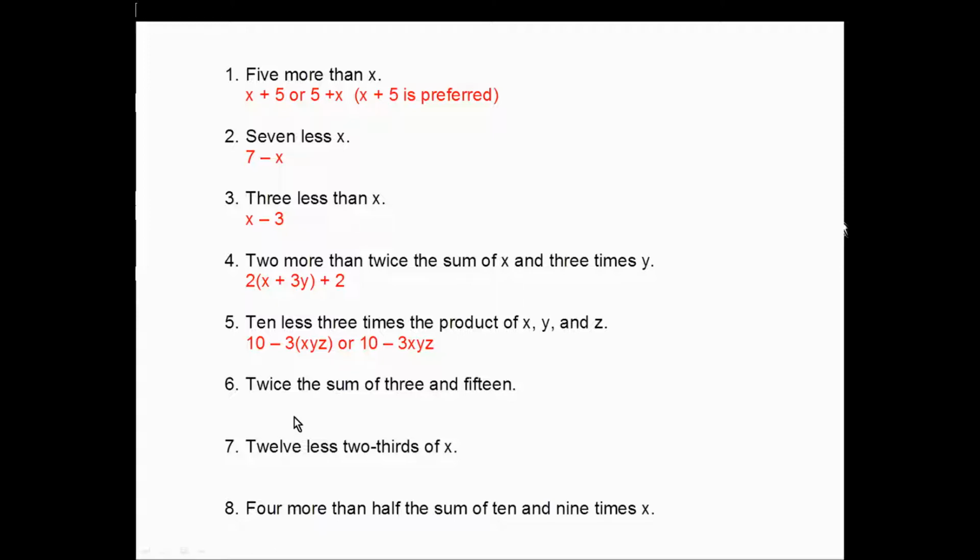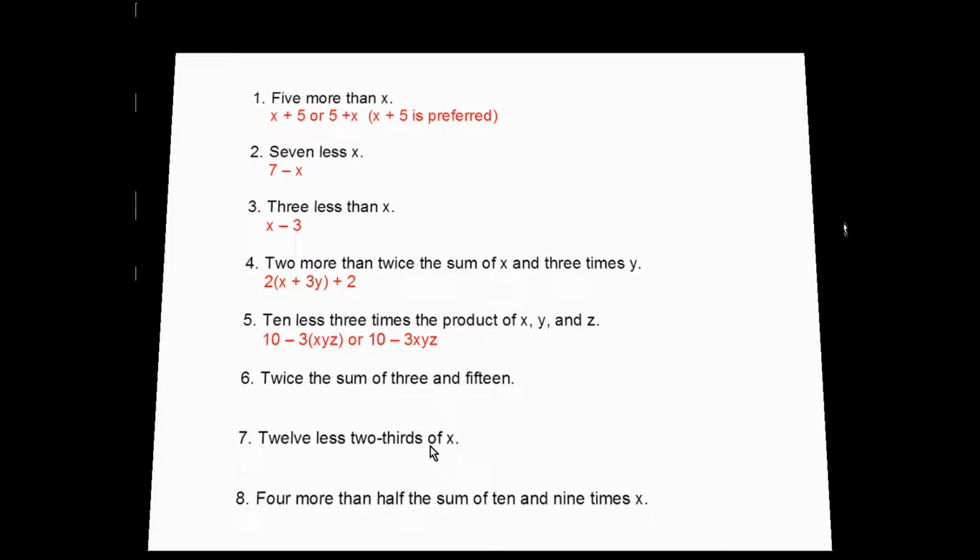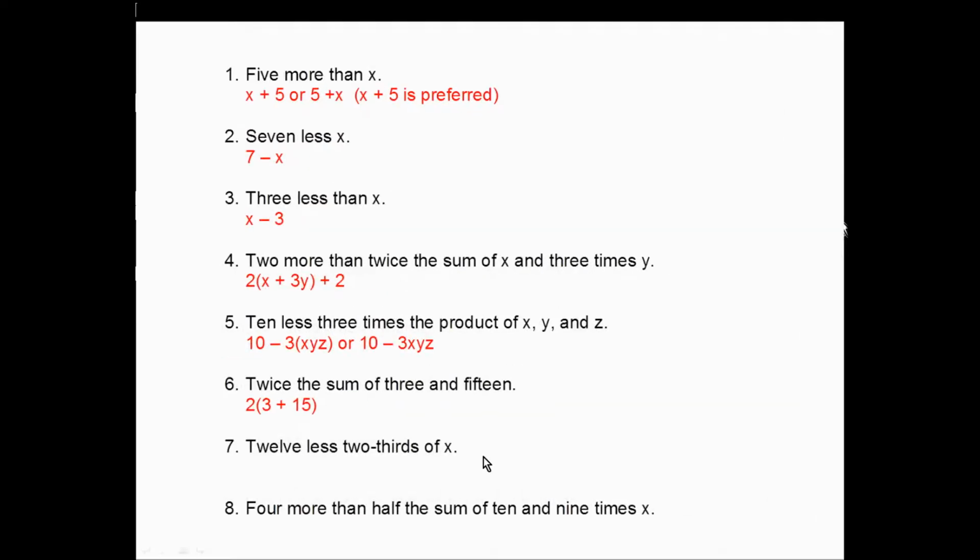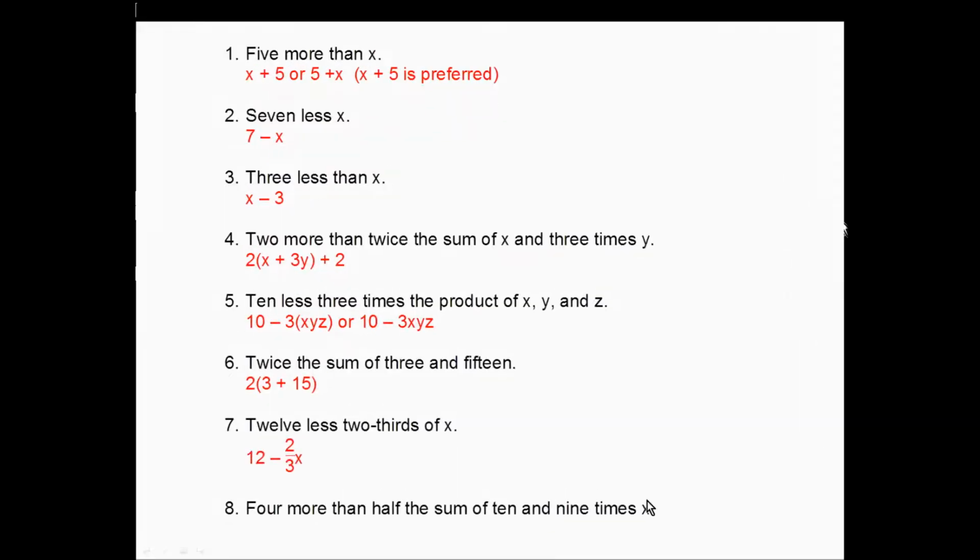Number 6 says twice the sum of 3 and 15. So I got 2 times something. Sum of 3 and 15 goes in parentheses. So 2 times 3 plus 15. And again, make no attempt to simplify or solve. Don't do the arithmetic. Number 7 says 12 less 2/3 of x. I don't see the word than, so it's 12 minus 2/3 times x. So 12 minus 2/3 x.